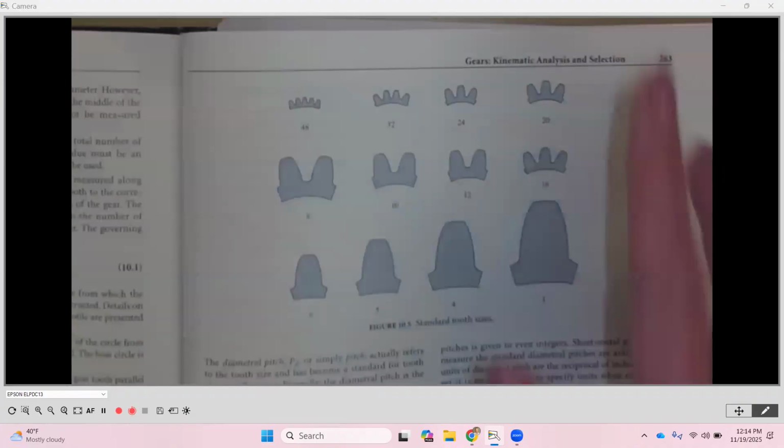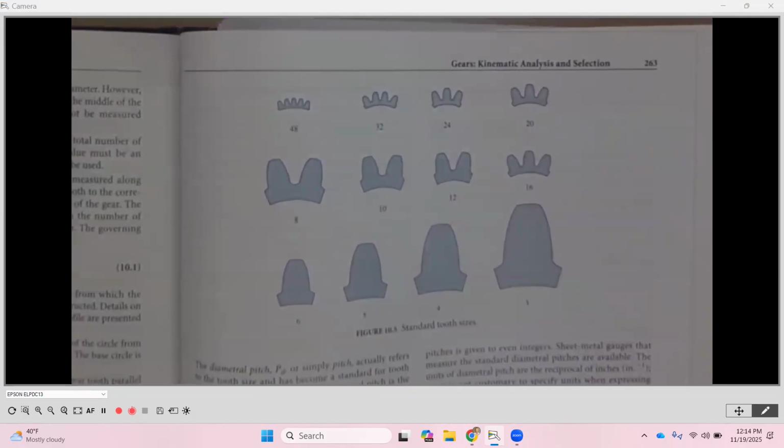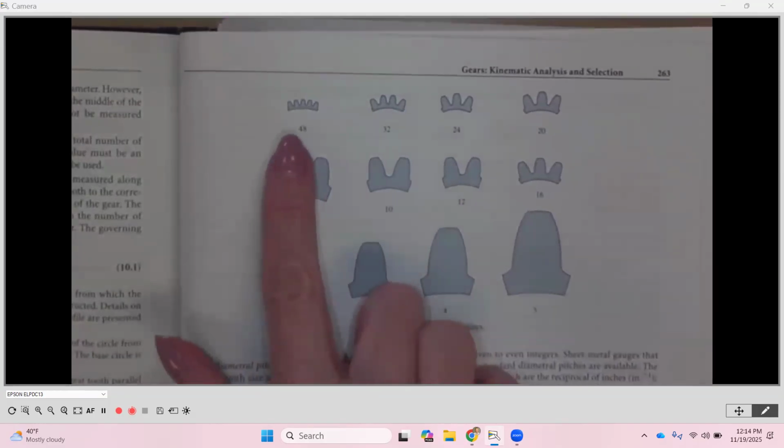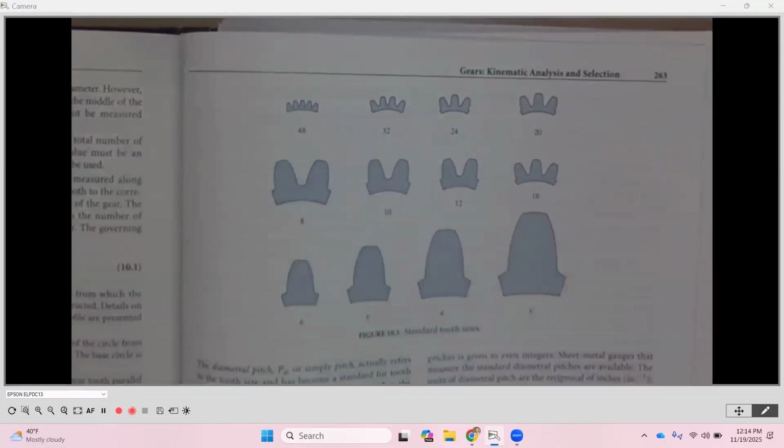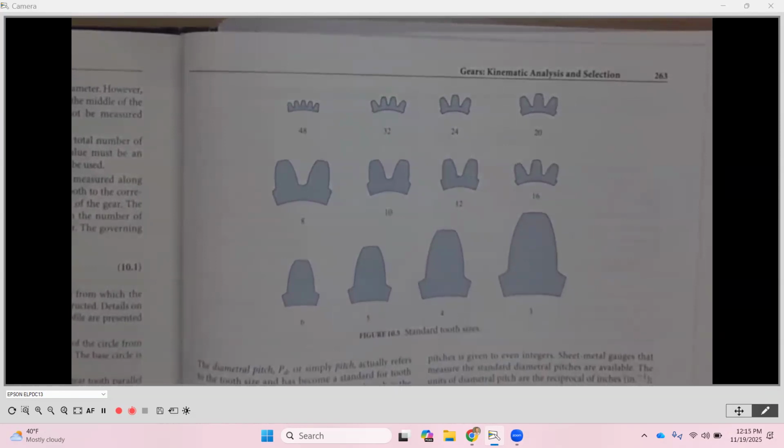You don't have to open up here because we did look at this last time. But remember, diametral pitch, capital P sub D, is going to let us know how large or small that tooth is. So if we look at the larger numbers up here, those equate to smaller teeth. Down at the bottom, the smaller numbers mean that we have bigger, chunkier teeth.